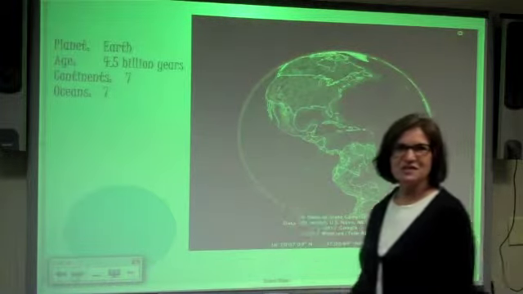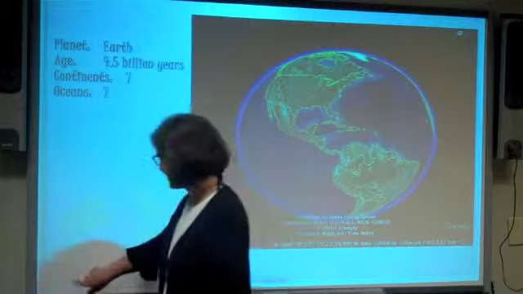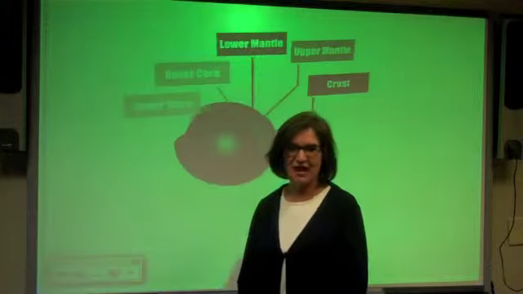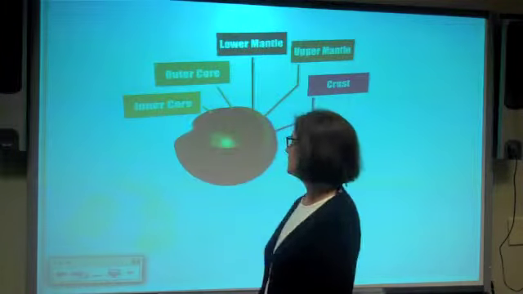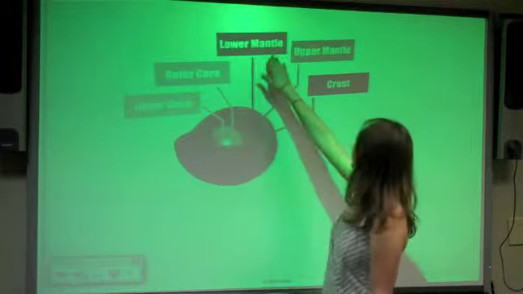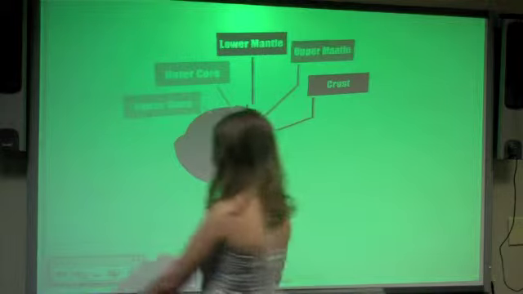And this is our Earth, and this is where we live. And the Earth has 5 layers: the inner core, the outer core, the lower mantle, the upper mantle, and the crust.